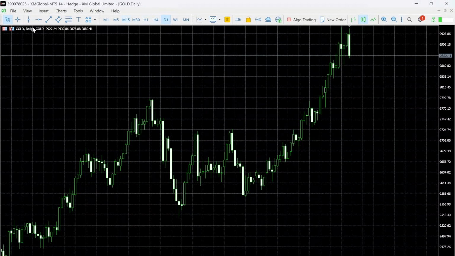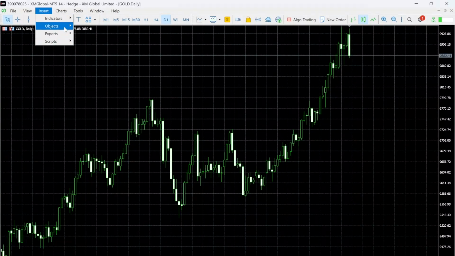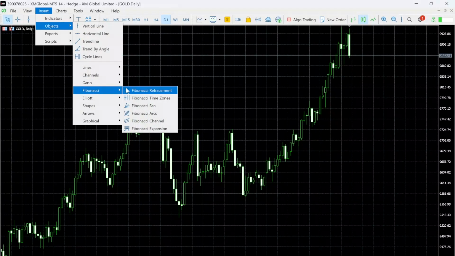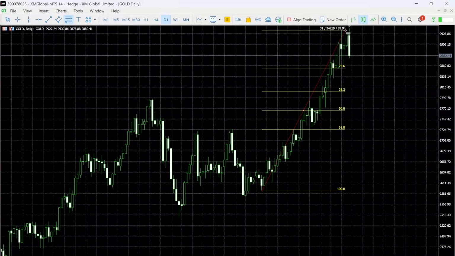So first, this is the daily time frame of gold. We go to insert, go to objects, go to Fibonacci, then go to Fibonacci retracement. We draw Fibonacci retracement lines from the swing low to the swing high of the time frame. So this is gold. We can draw from here or here, and I want from here to here.